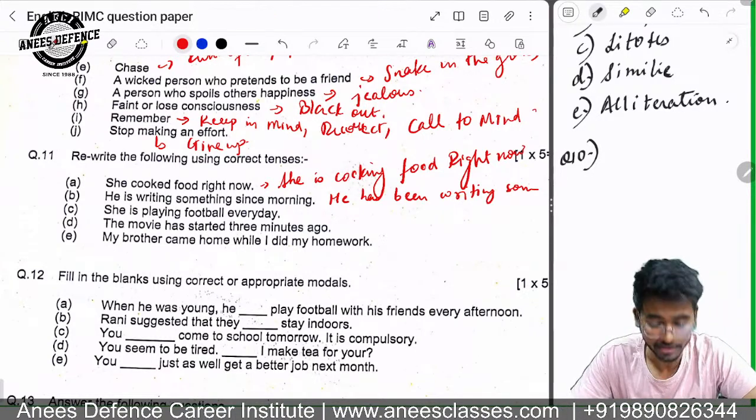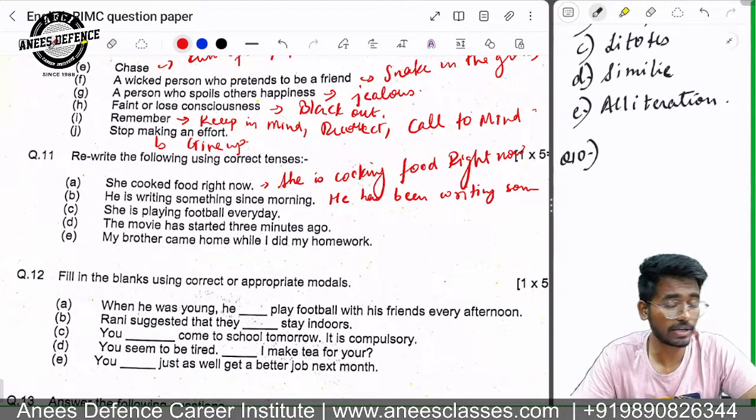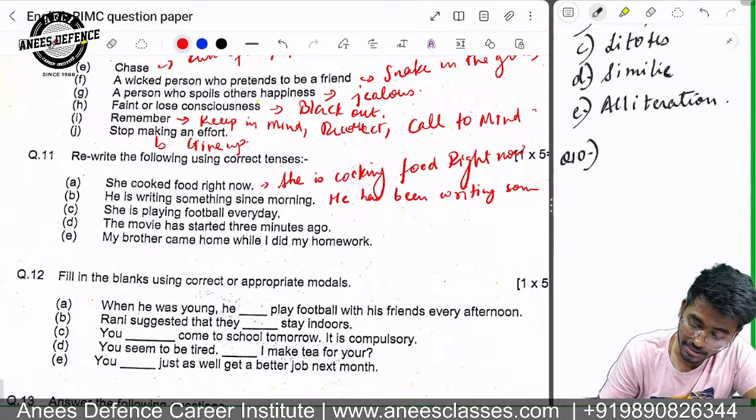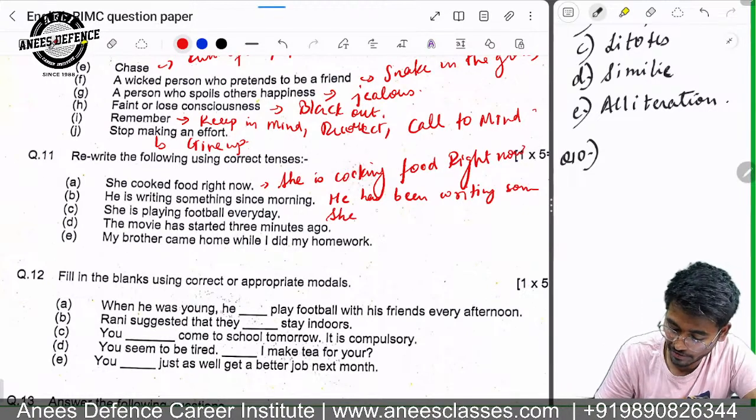She is playing football every day. No, हम लोग कब लिखते हैं कंटिन्यूस टेंस, हम कब लिखते हैं, जब कोई चीज अभी हो रही है, इट इज हैपनिंग इन नाउ. सो "शी इज प्लेइंग" नहीं आएगा, "शी प्लेज फुटबॉल एवरी डे."